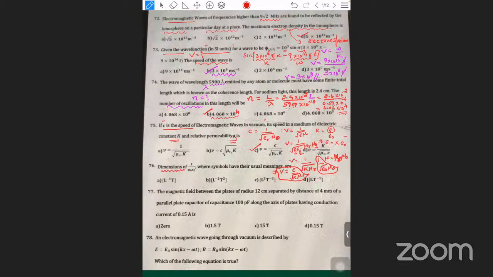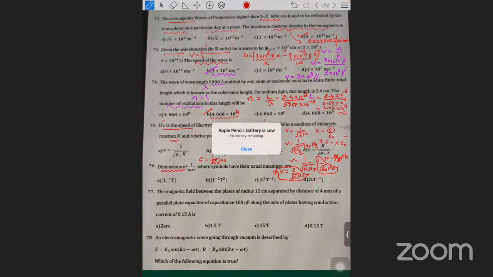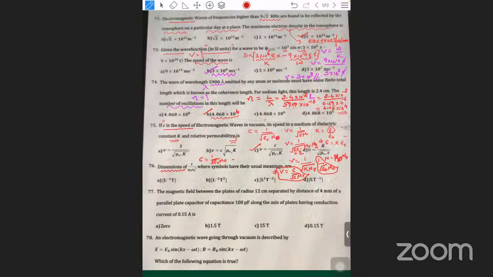Dimension of 1 divided by epsilon naught into mu naught. You know that c is equal to 1 divided by root epsilon naught into mu naught. Squaring on both sides, that is c squared is equal to 1 divided by epsilon naught into mu naught. So 1 by epsilon naught mu naught is nothing but the square of the speed of light.